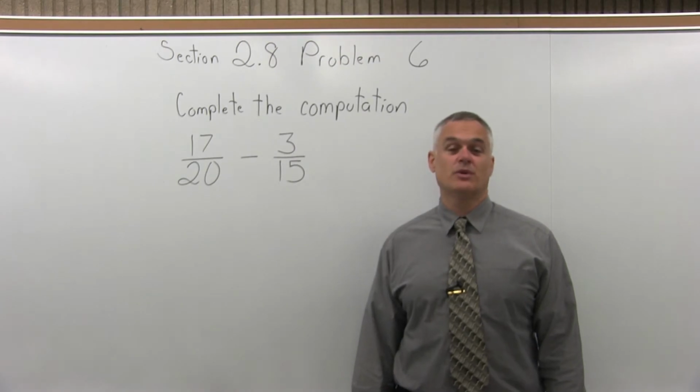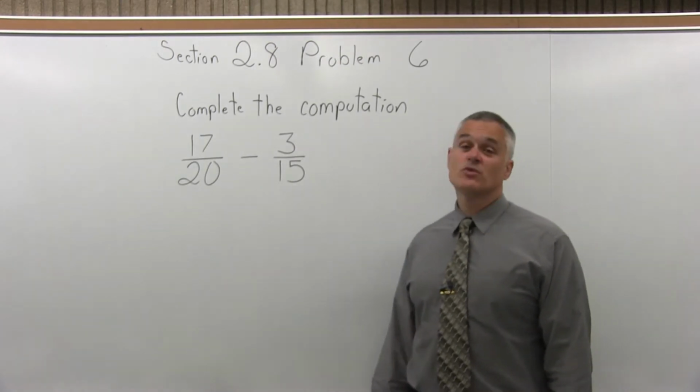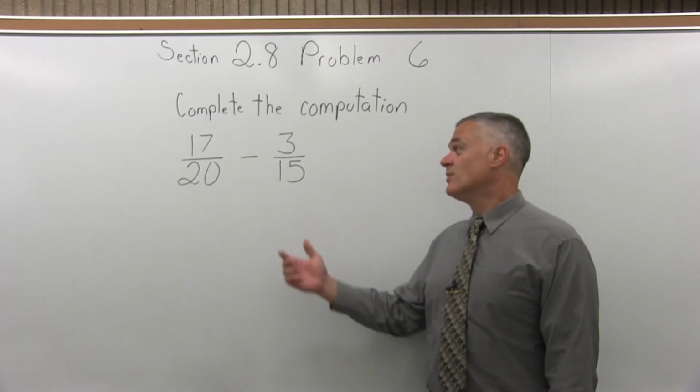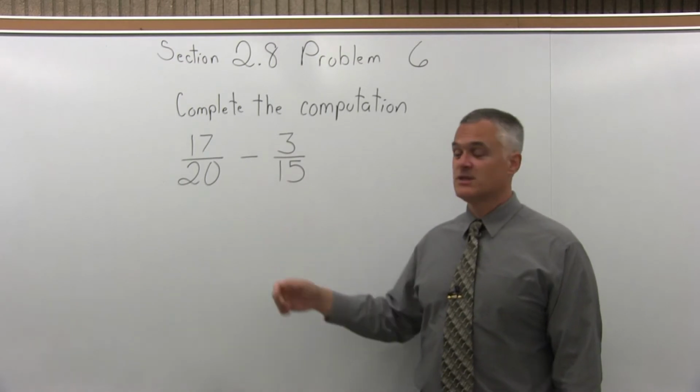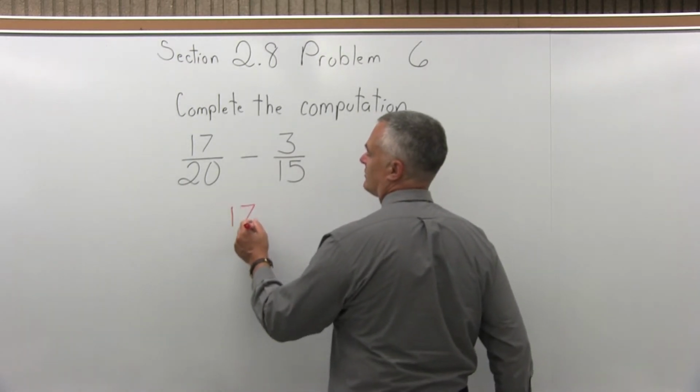This is Section 2.8, Problem 6. It says complete the computation 7 over 20 minus 3 over 15. So we'll have to make the denominators the same for this problem. And I find it easier if we write a problem like this in a vertical format.